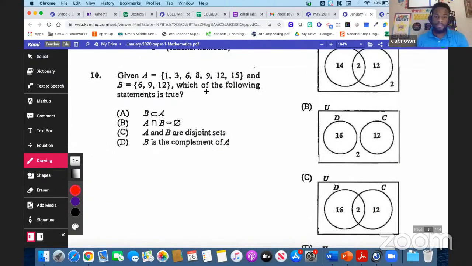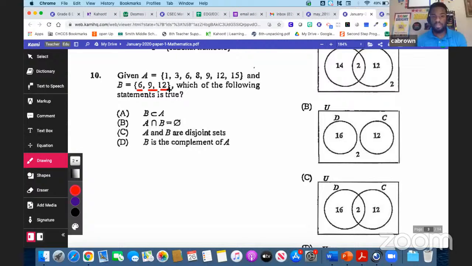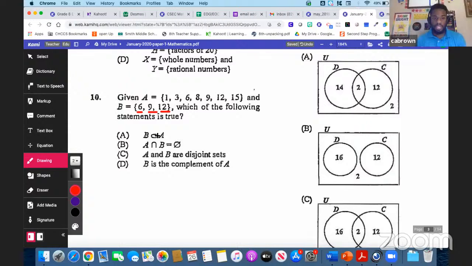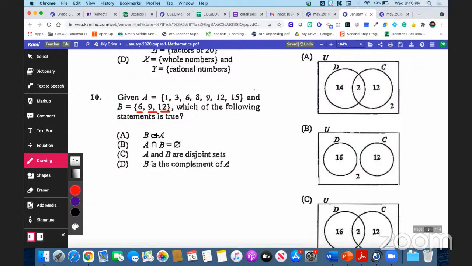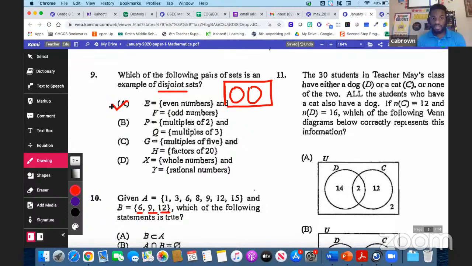Number 10. Given that set A is equal to 1, 3, 6, 8, 9, 12, 15, and B is equal to 6, 9, 12, which of the following statements is true? I'm sorry, I didn't see number 9, sir. Number 9 is A, even numbers and odd numbers. They will be a disjoint set because they have nothing in common.